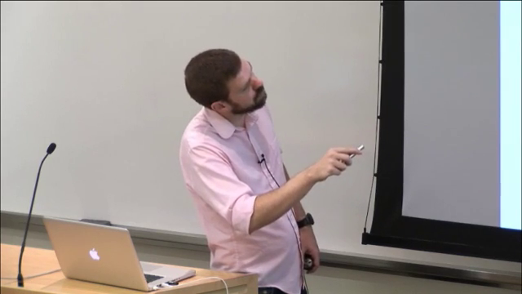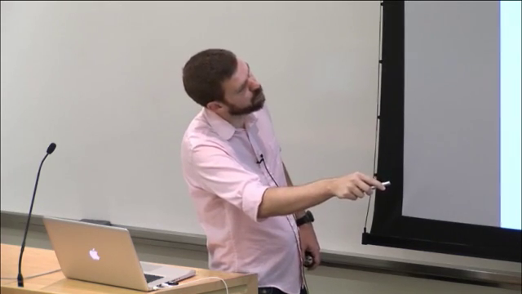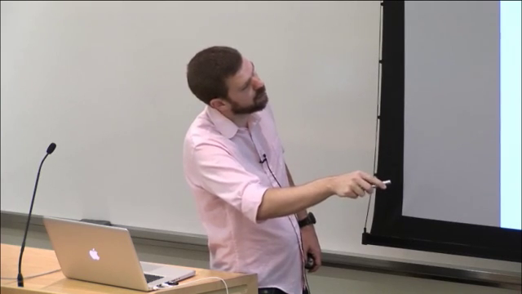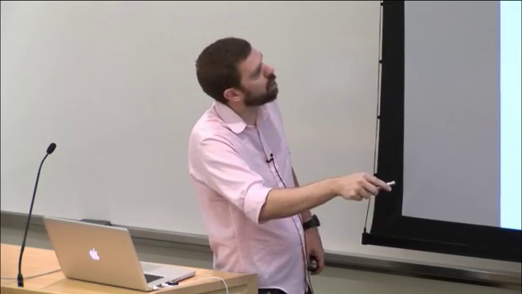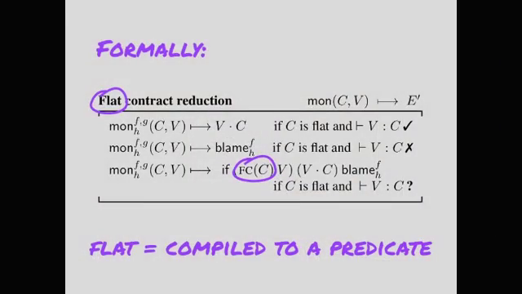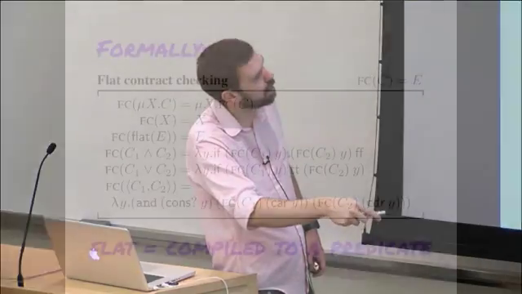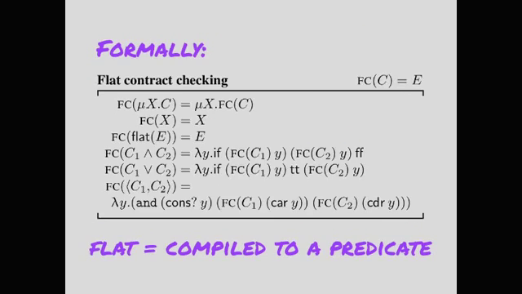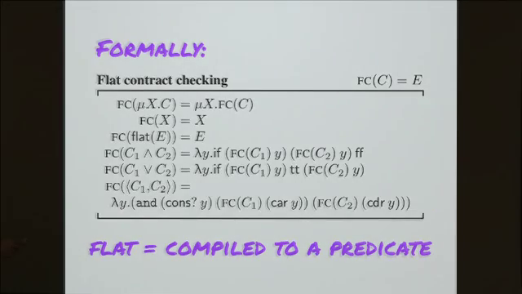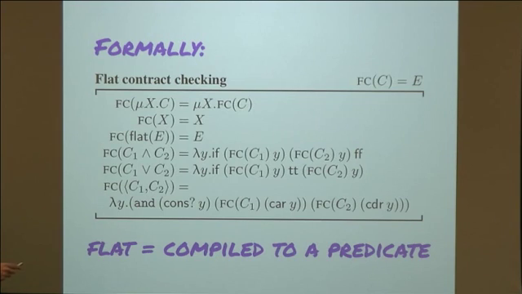Okay, so this is when we can prove that we can eliminate it. This is when we know that it fails, so we blame. And this is when we don't know, so we have to enforce it. What this FC function does is it compiles the contract into a predicate. The way to think about a flat contract is it can be compiled into a predicate. And this is the compilation for it. If it's a recursive contract, you just move inside. I don't know that there's much that's interesting here. So flat contracts are easy.